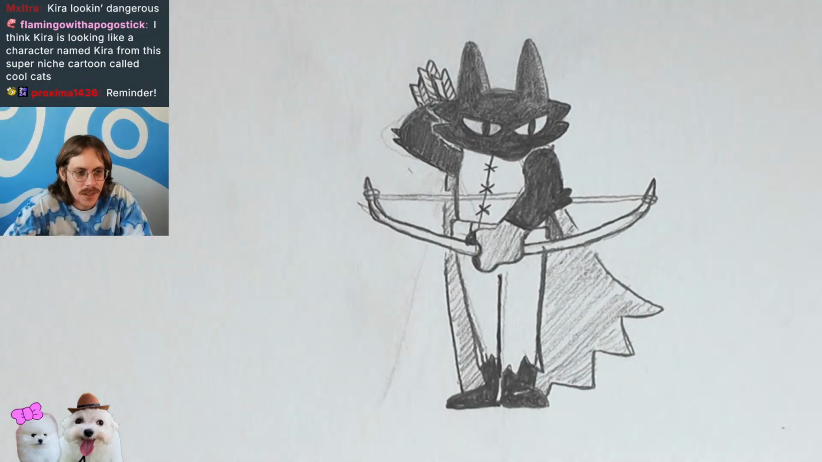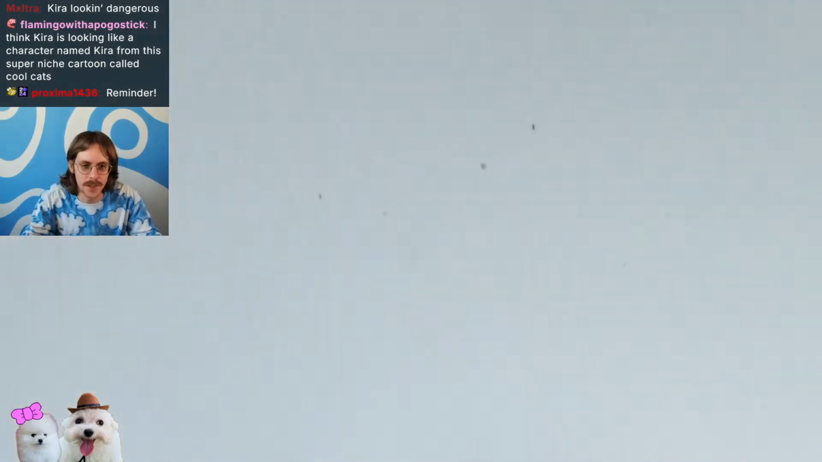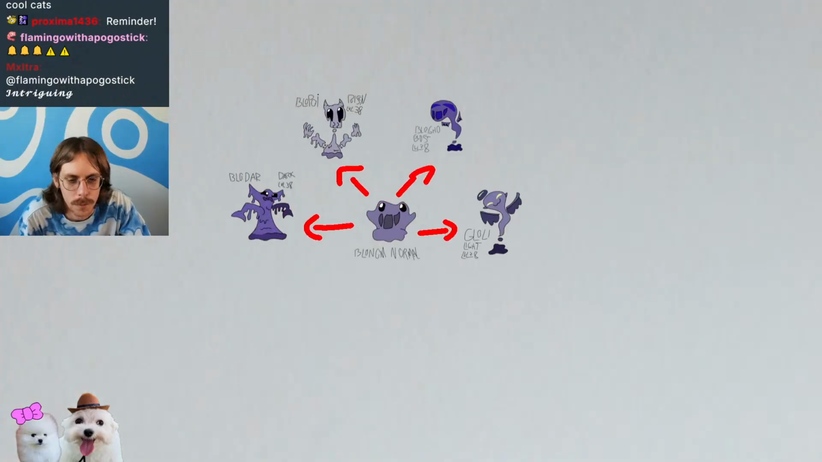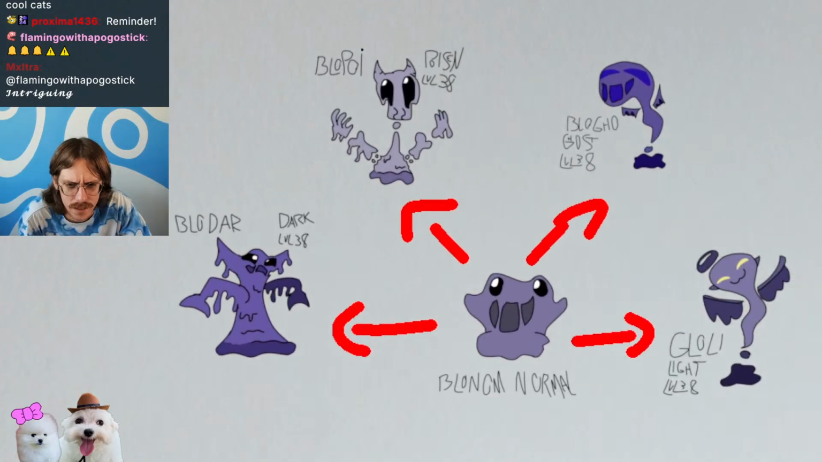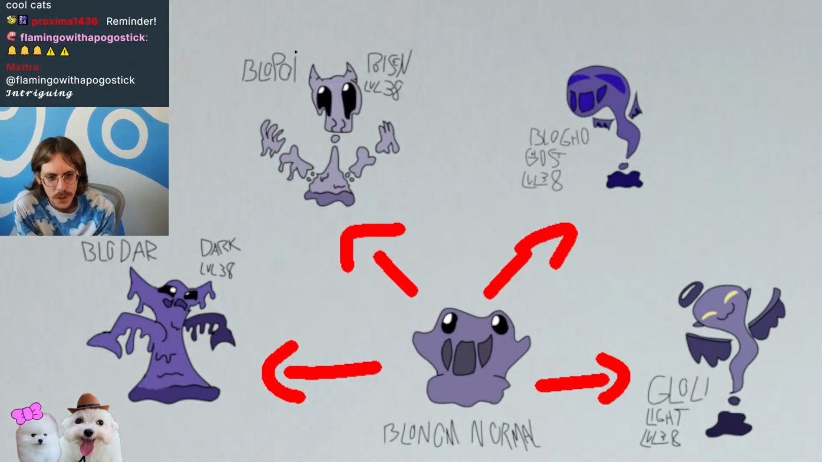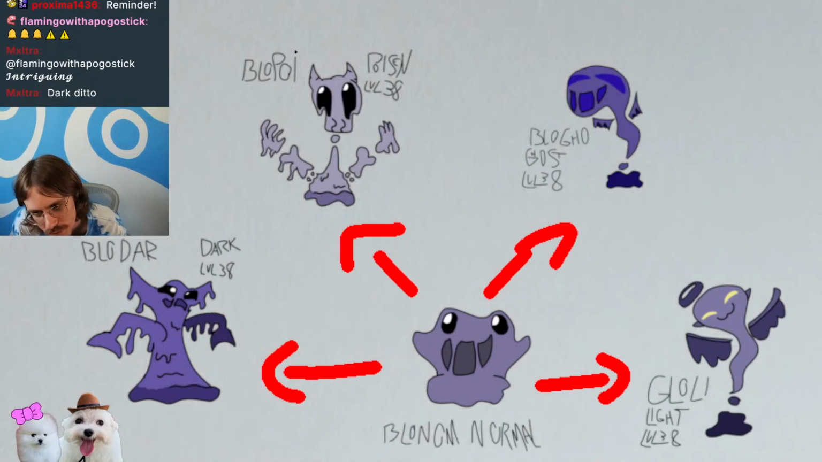Ooh, okay. Show this off. We'll come back to Kira, but for the sake of showing off this drawing right here, right quick. Boom. Let's see. That fits perfectly there. All right, so we got Blanc. What's the Dark Ditto? Yeah, it looks like a Dark Ditto for sure.